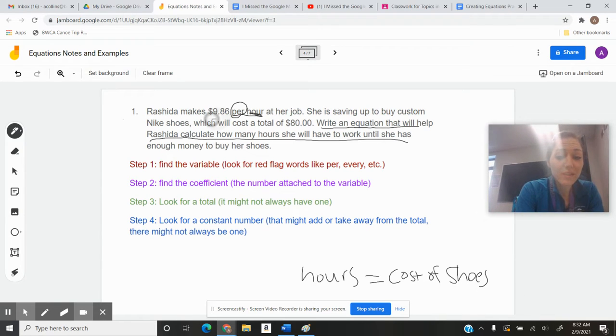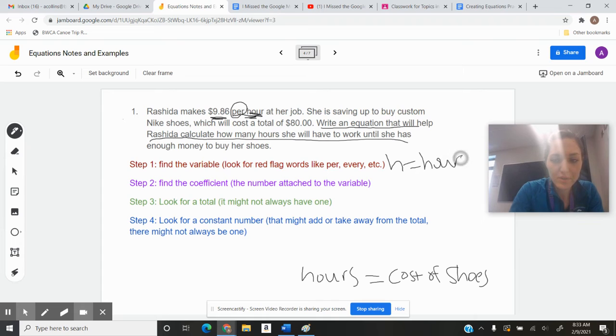The variable is not this $9.86. She can't change how much she gets paid. But she can change the number of hours she works, right? Okay, so I know I'm going to have my variable be hours. I'm just going to shorten that up to H. H stands for hours.